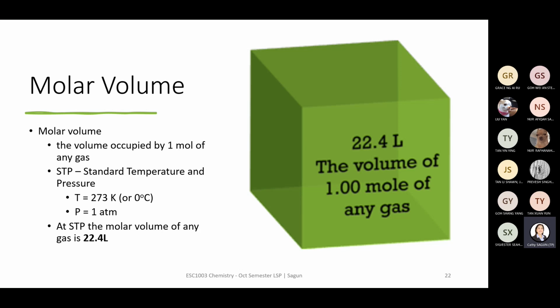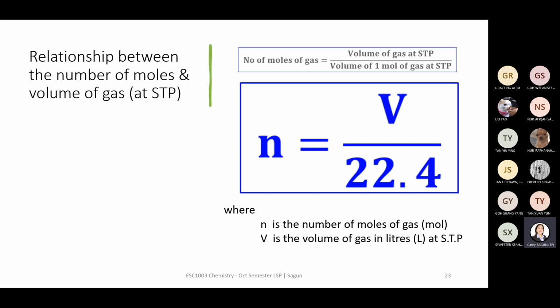Then you know that it is 22.4 liters. So there might be questions that will ask you how much is whatsoever at STP. Even if they don't give you the volume, you know already that the volume is equivalent to 22.4 liters, and that is a constant. So the formula would become volume of gas at STP divided by volume of 1 mole of gas at STP. Then you have the number of moles.